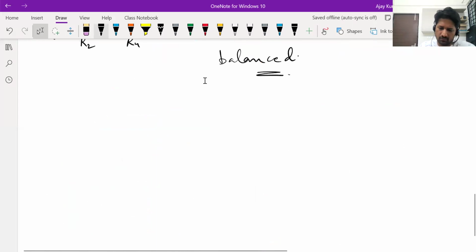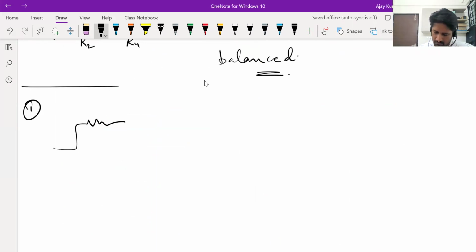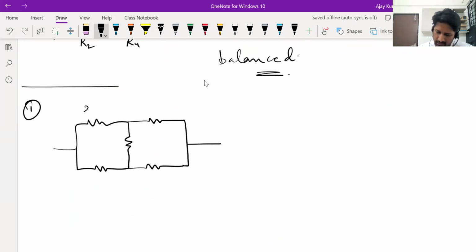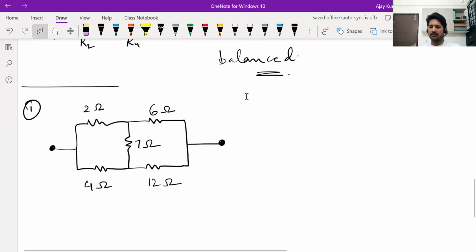Okay, let's quickly solve two problems based on this. Just check if the Wheatstone bridge is balanced or not, and then tell me the effective resistance. Calculate effective resistance between A and B.